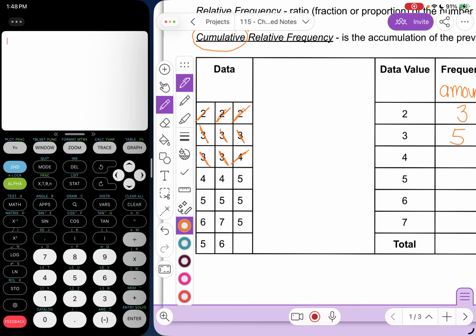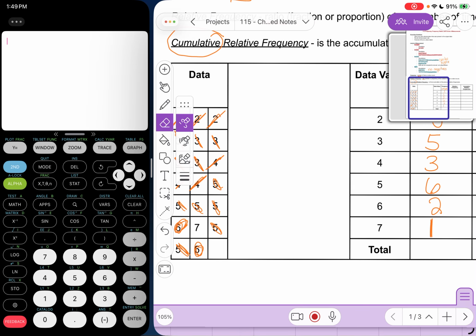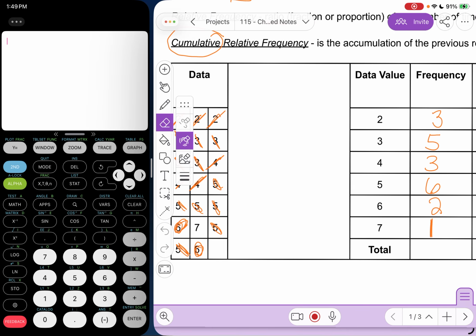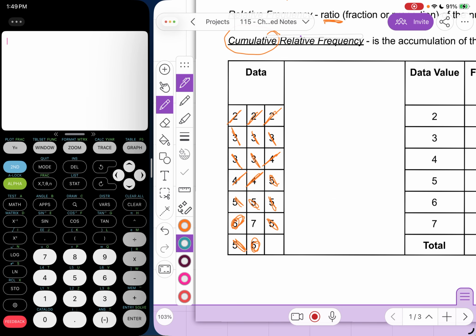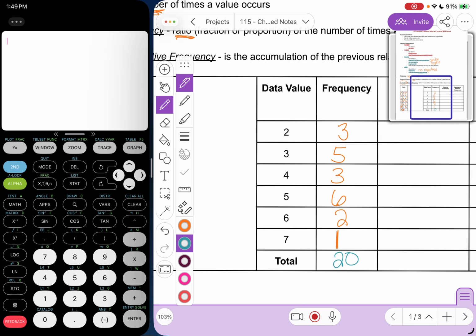4 shows up 1, 2, 3 times. 5 shows up 1, 2, 3, 4, 5, 6 times. 6 shows up 1, 2 times. And 7 shows up once. So that's our frequency distribution, or our frequency table. We just list the amount of times. Now if I add those all up, I get a total of 20. Let me double check. Good. So there's our frequency.